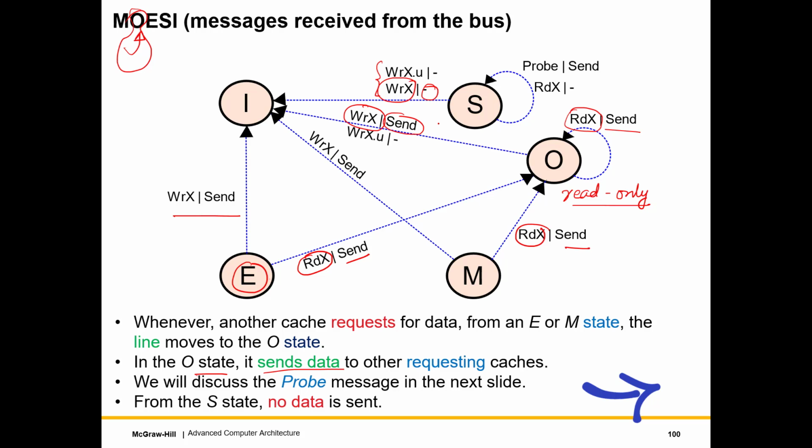So other S states need not concern themselves with actually becoming an owner, right? Basically they don't try to send a copy of the block. And similarly, if there is a read miss, they also don't send a copy of the block. They only send a copy of the block if, let's say, they get a probe message, which we will see. The probe message is sent to handle a certain corner case. So this will be discussed in the next slide. Only on a probe message is the S state responsible for sending data.